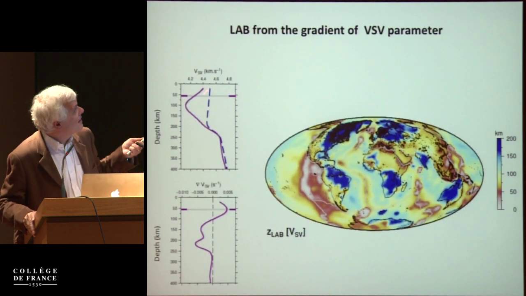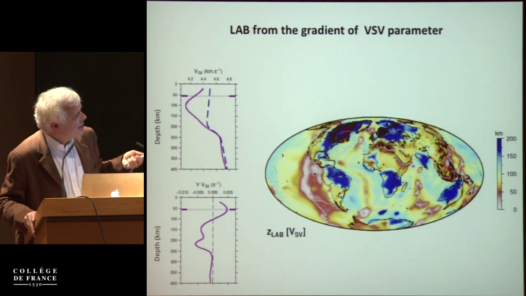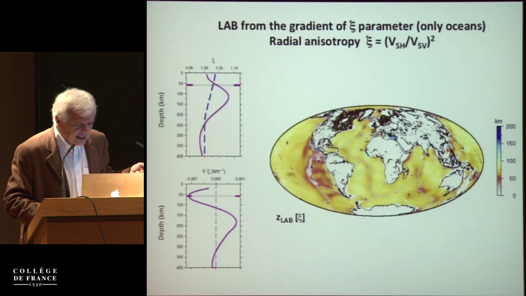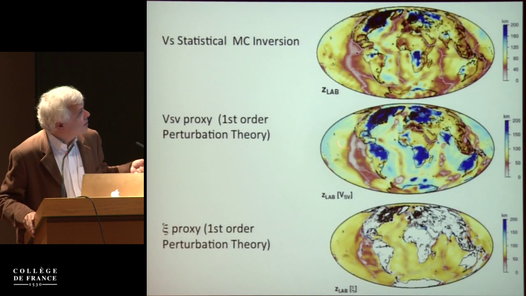And so that's what we obtain from the gradient of VSV. So we consider the maximum gradient, and that is the map that we obtain. And again, we have very similar patterns, but okay, I would like to move to this one.